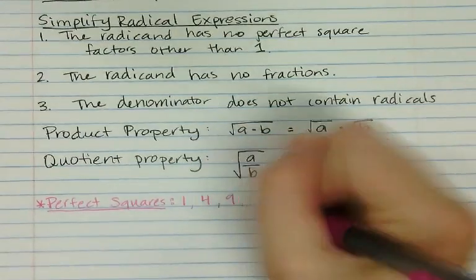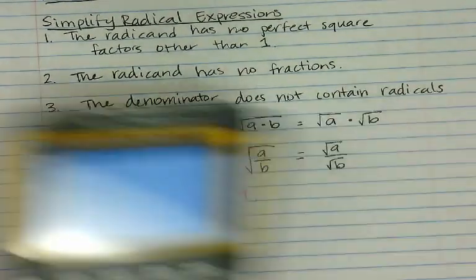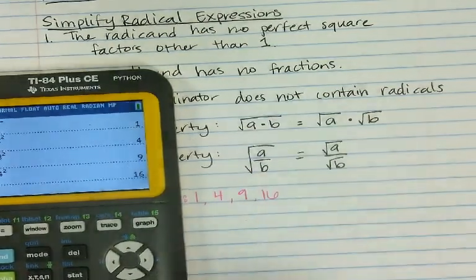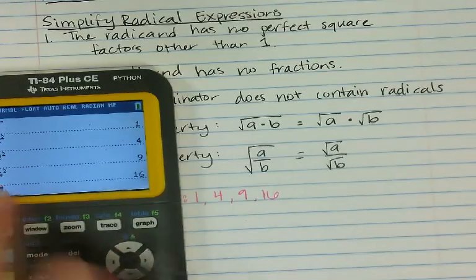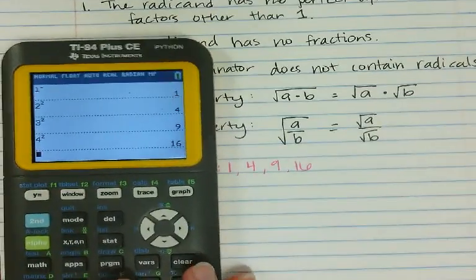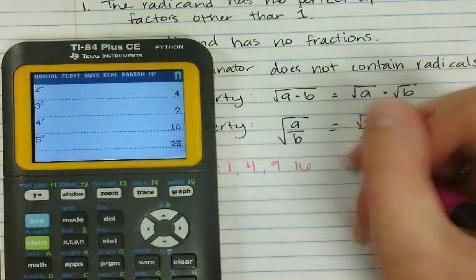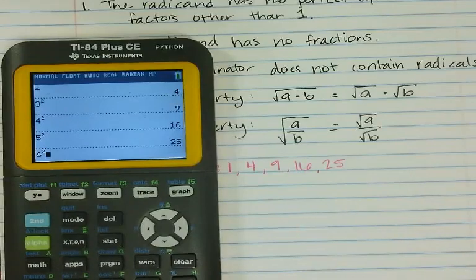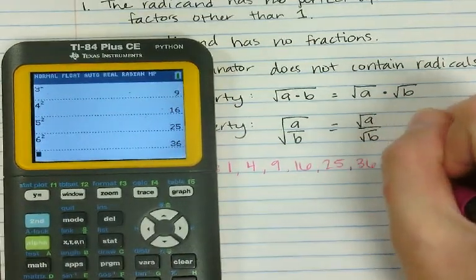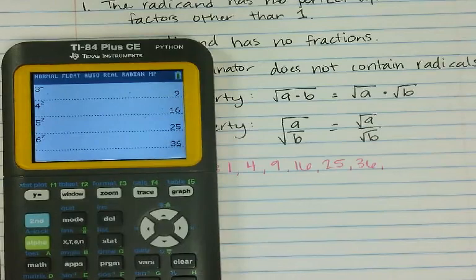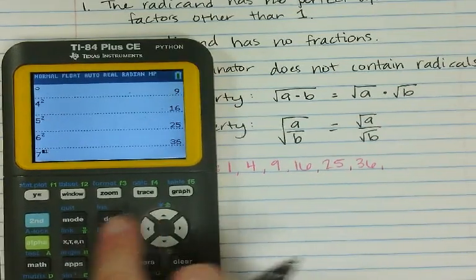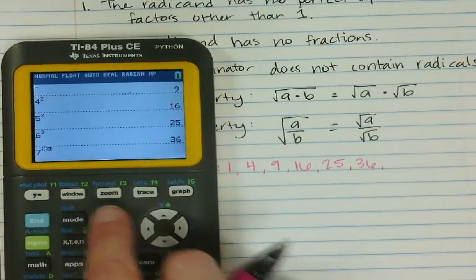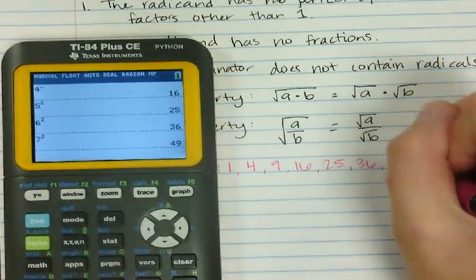So my perfect squares, I'm going to go ahead and give you this lovely little list here. After 9, it is going to be 16, because 4 times 4, or 4 squared, is 16. And then after 16, it's going to be 25. After 25, it's going to be 36. After 36, it's going to be 49.